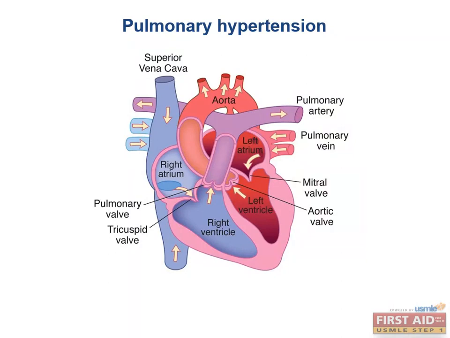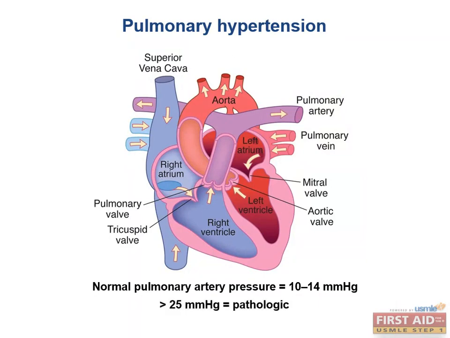Do you recall from cardiology the normal pressure in the pulmonary artery? About 10 to 14 millimeters of mercury. When do we get worried? When the pressure is greater than 25 millimeters of mercury at rest. So what is primary pulmonary hypertension?